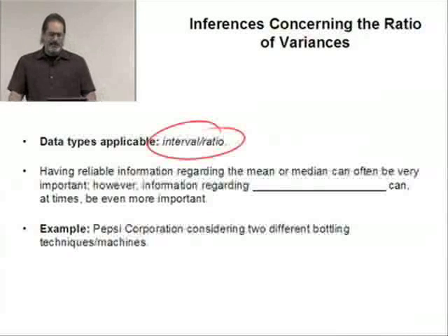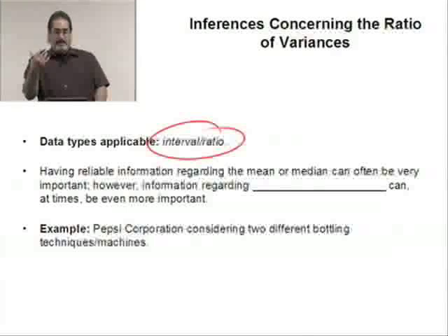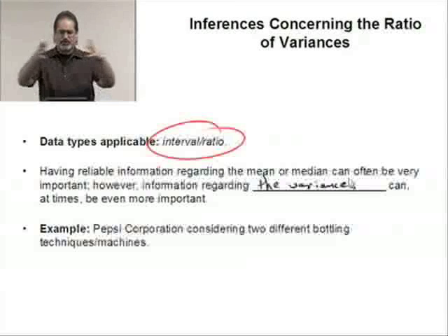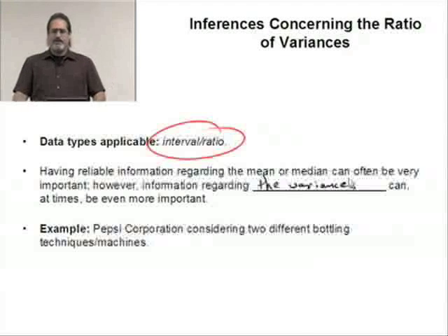Now, having reliable information regarding the mean or the median can be extremely important. And it very often is incredibly important. But also having that additional information regarding the variances, how the data is spread out, can often be even more important depending on the process you're looking at.